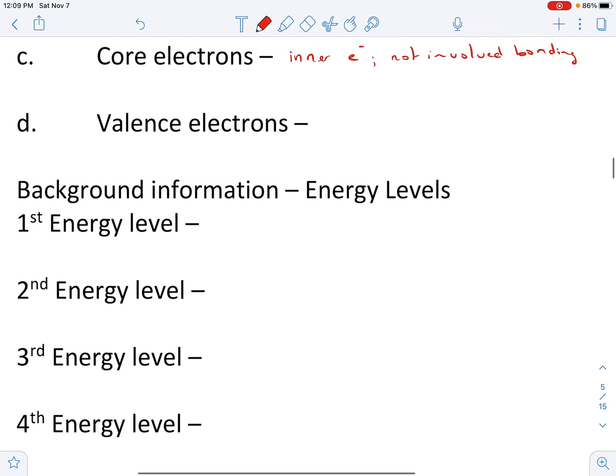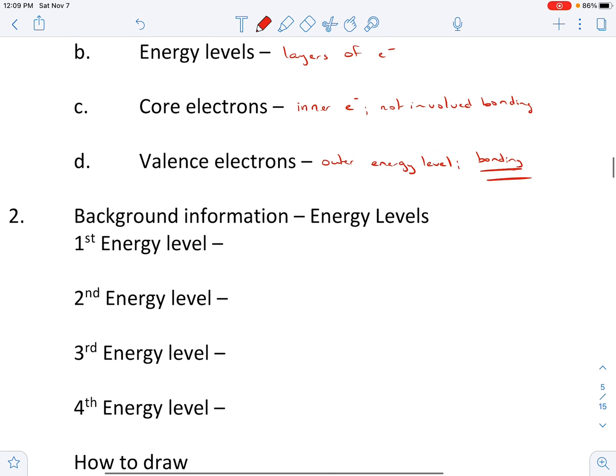All right? Then we go to our valence electrons. These are our outer energy electrons. When I say outer energy, I'm talking about outer energy level, all right? They are outer energy electrons, and they are involved in bonding. This is the key, because this is what it all comes down to. However many valence electrons will tell us how you bond, all right?